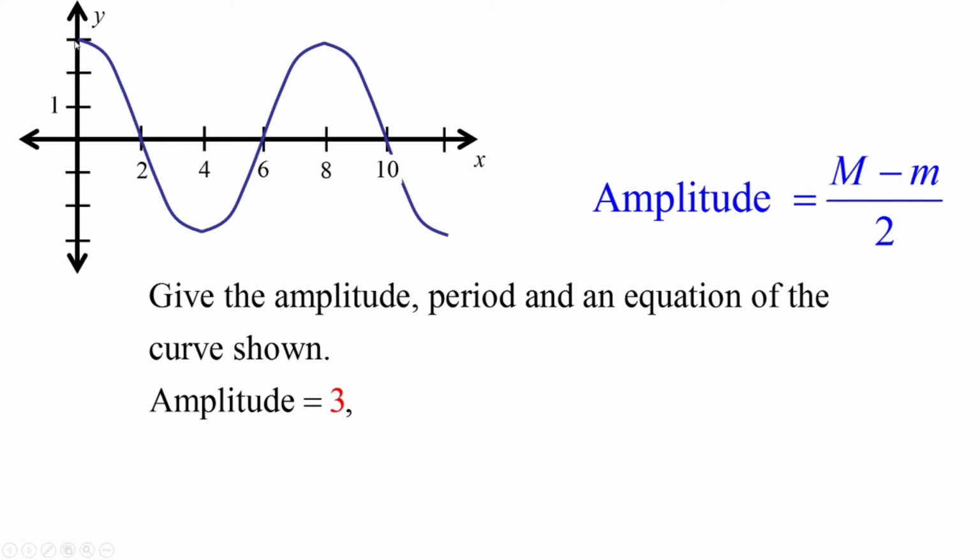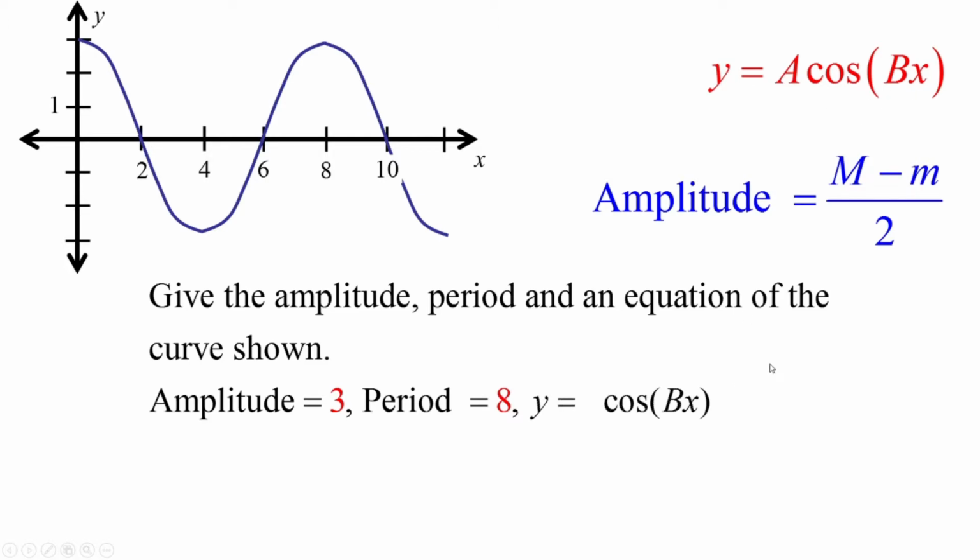What's the period? How far am I going to travel before my pattern repeats? And it looks like I begin to repeat right there at 8. So the period is 8. So we have an amplitude, we have a period, now we need an equation. We're using the general form of a cosine function, y equals a times cosine of bx. So y equals, and a is my amplitude, 1, 2, 3.